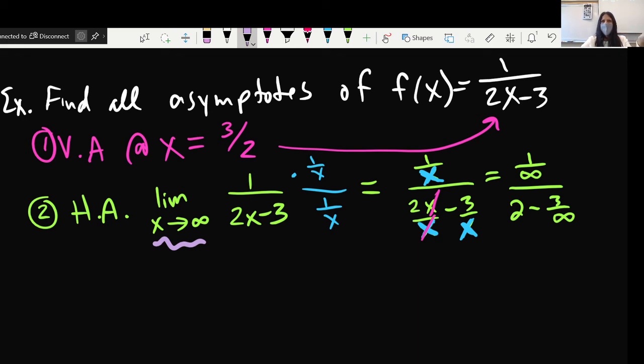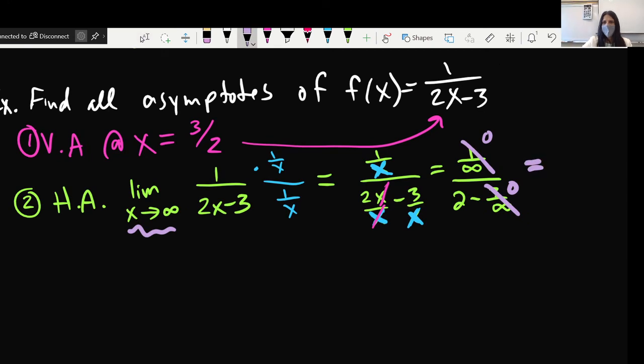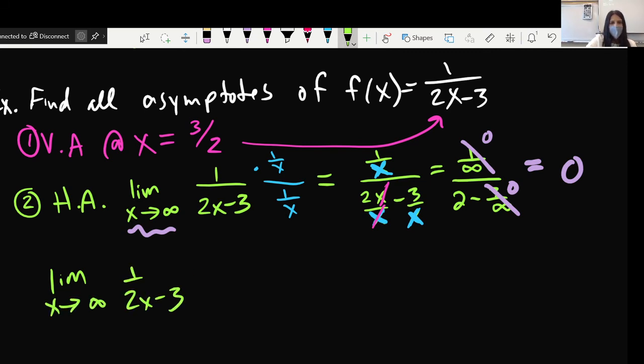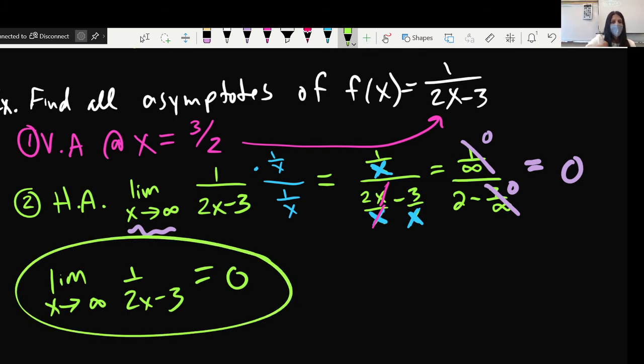Thinking our way through this, if you have any number and you're dividing it by infinity, what's your result going to be? Pardon? 0. Does that make sense to everyone? So that would be wiped out and would give us 0. I mean, we don't actually need to do anything with this, because if you have 0 over 2, we know that overall our answer would be equal to 0. So the limit as x approaches infinity of 1 over 2x minus 3 ended up being equal to 0 is what we're saying.